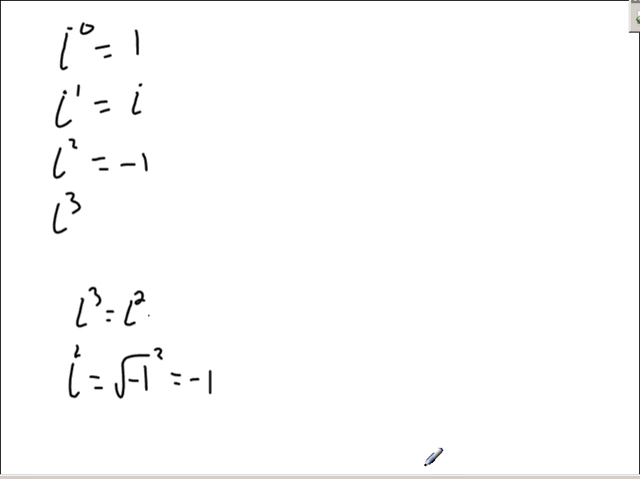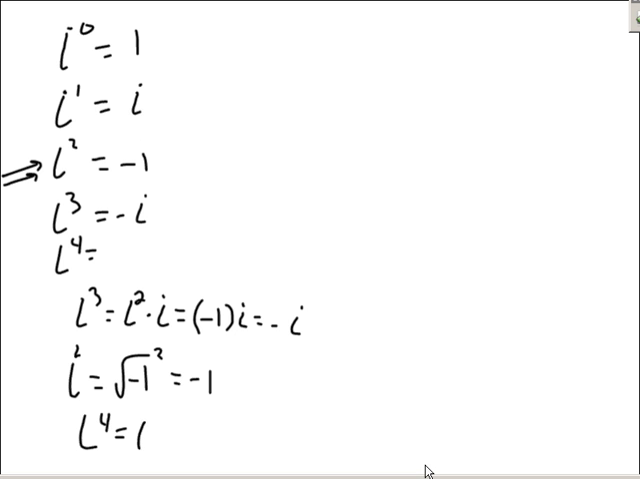i cubed is really i squared times i. But looking right here, i squared is negative 1 times i is negative i. i cubed is negative i. And i to the 4th, well, that's an easy one. i to the 4th is i squared times i squared. Negative 1 times negative 1 is positive 1.